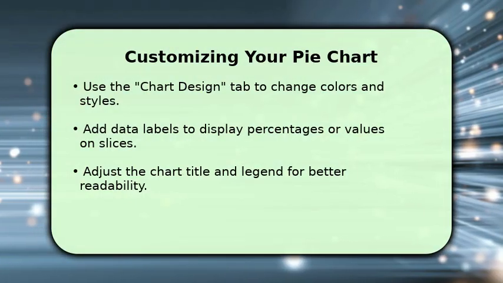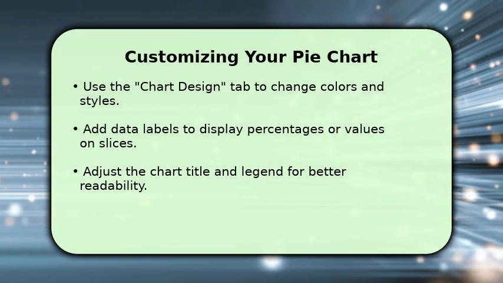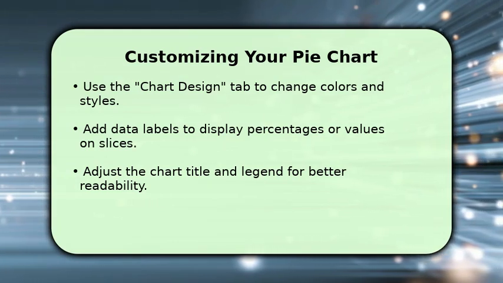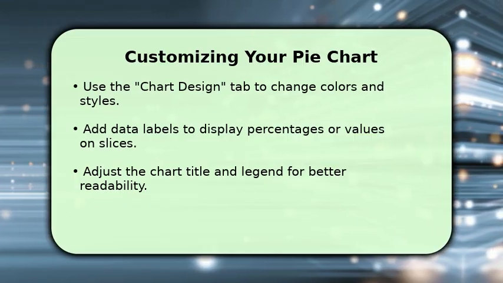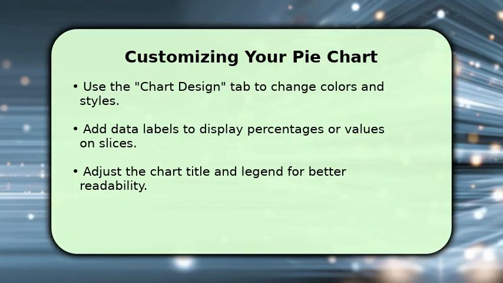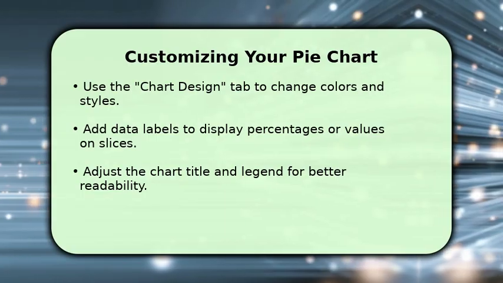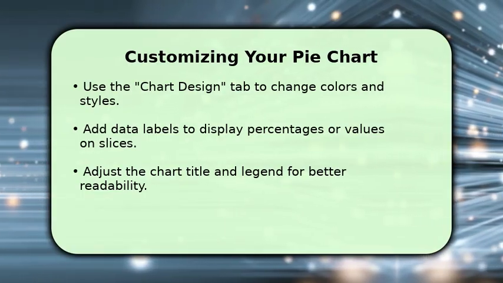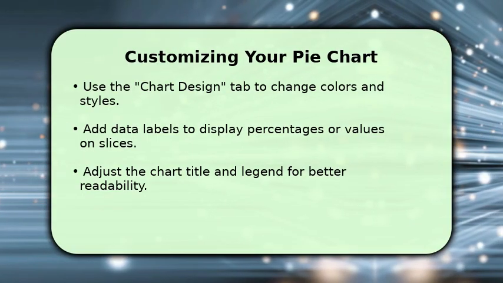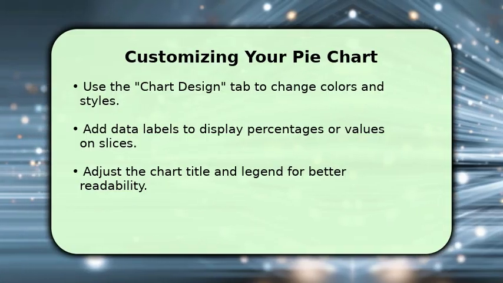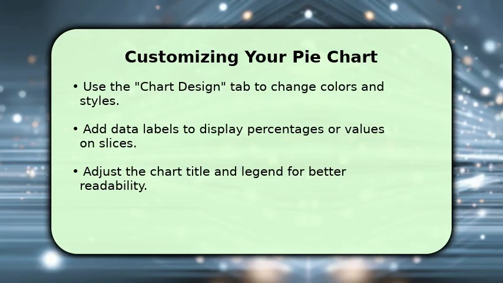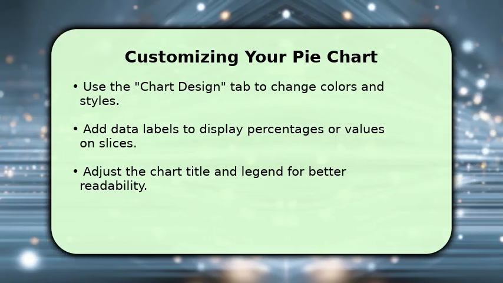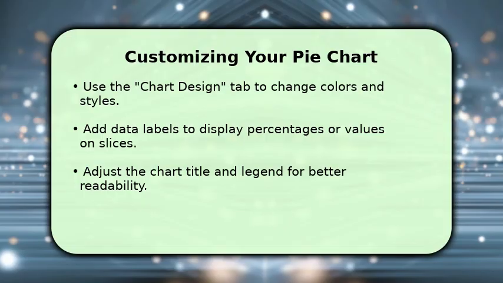Now it's time to customize your pie chart. With the chart selected, you'll see Chart Design and Format tabs appear on the ribbon. Use the Chart Design tab to easily change colors, chart styles, and add elements like data labels. Data labels are great for showing exact percentages or values on each slice. You can also adjust the chart title and legend to make your information clear and easy to understand.